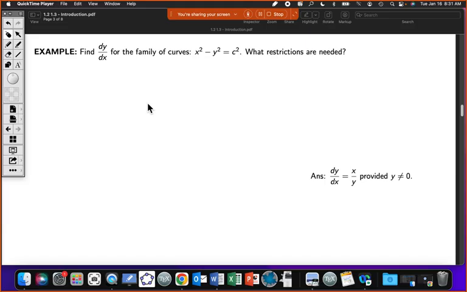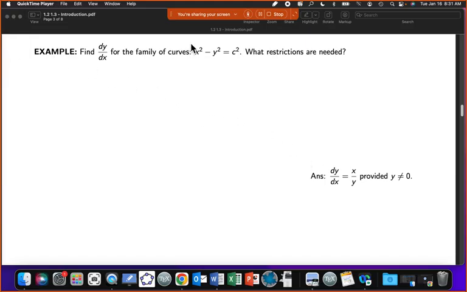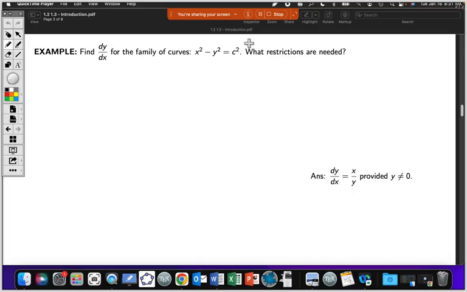Find dy dx for the family of curves x squared minus y squared equals c squared. What restrictions are needed? You remember what these look like? Those are some classics. Anyone happen to remember what x squared minus y squared equals c squared, what they all look like?